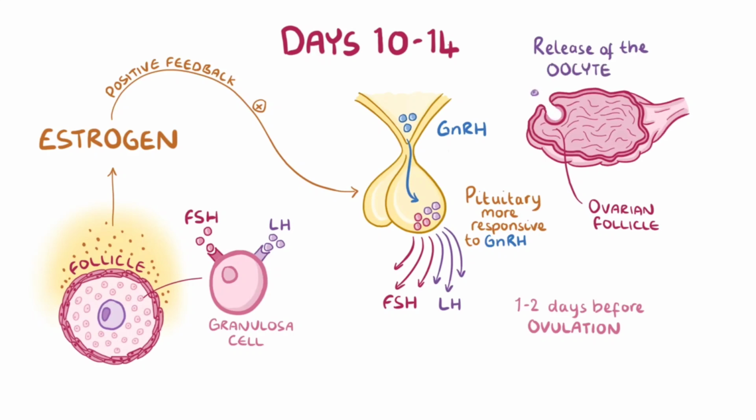You can think of it this way. For most of the follicular phase, the pituitary saves its energy. Then when it senses that the dominant follicle is ready for release, the pituitary uses all its energy to secrete enough follicle-stimulating hormone and luteinizing hormone to induce ovulation.